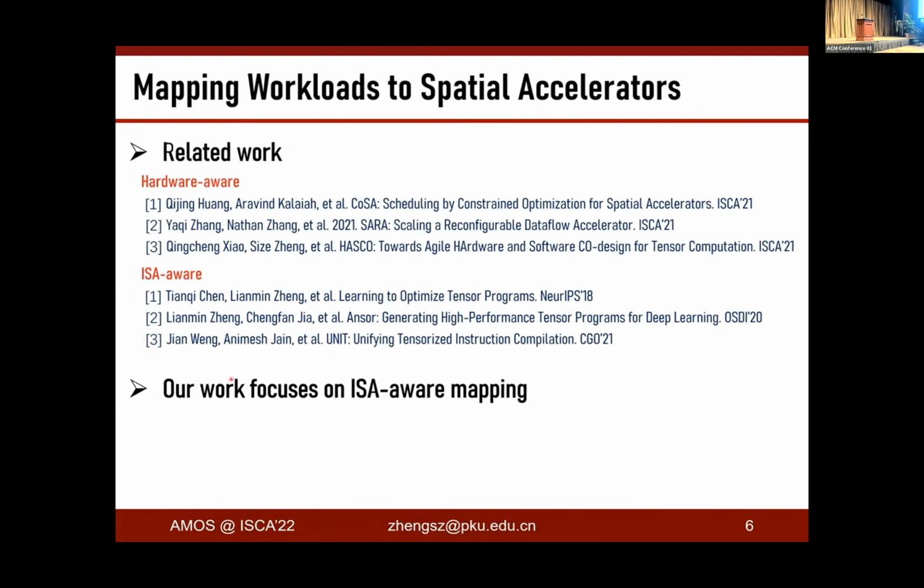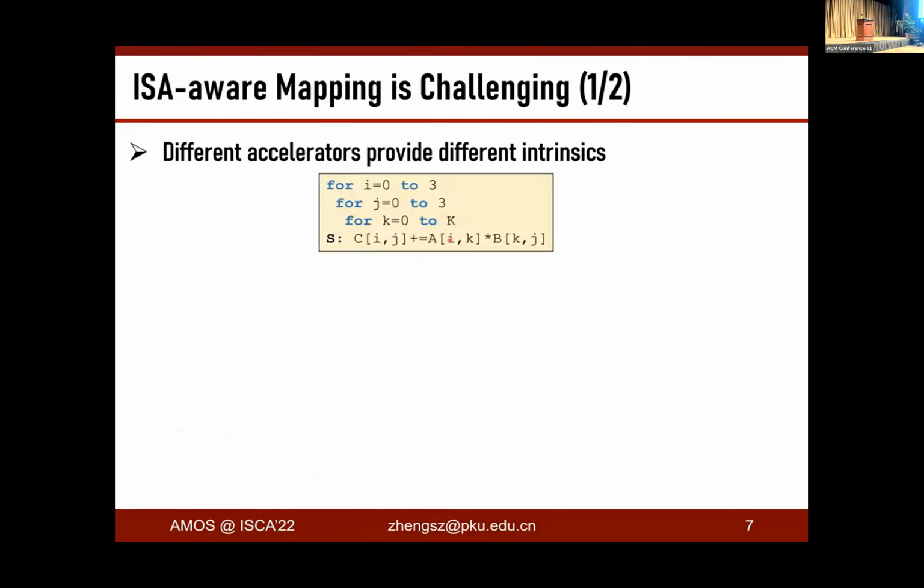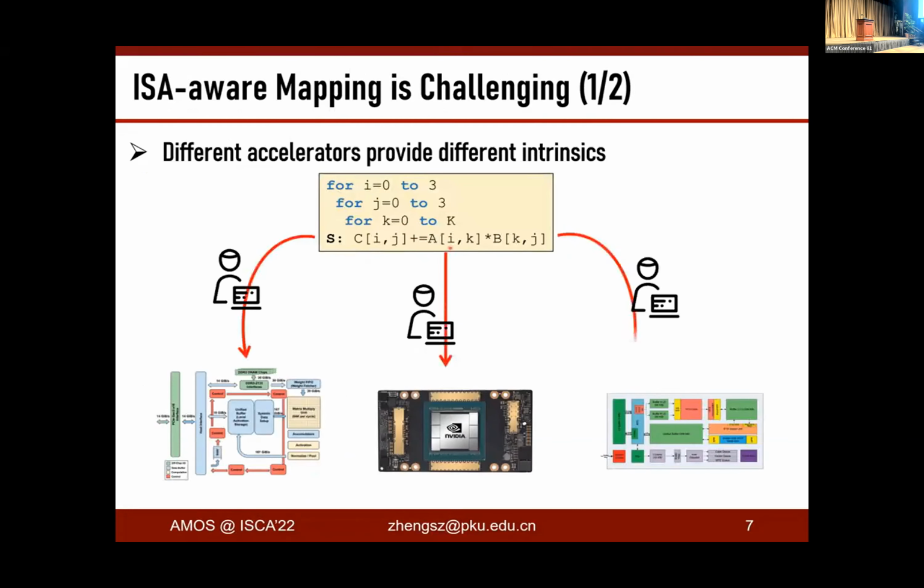The previous work on SW-aware mapping is limited in two aspects. First, they provide no uniform abstraction for hardware. And second, there is a lack of understanding of the whole optimization space. In detail, SW-aware mapping can be challenging. First, different accelerators provide different intrinsics. To map the software to these accelerators, the programmers have to rewrite their code again and again, which is tedious and error-prone. Even though many different accelerators implement similar functionalities such as matrix multiplication, such repetitive work is unavoidable because of the lack of a uniform abstraction.